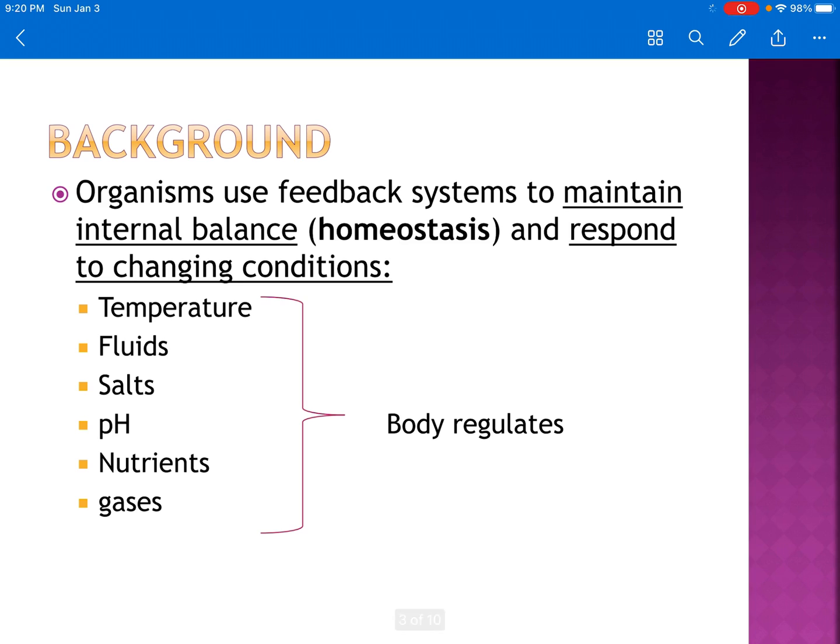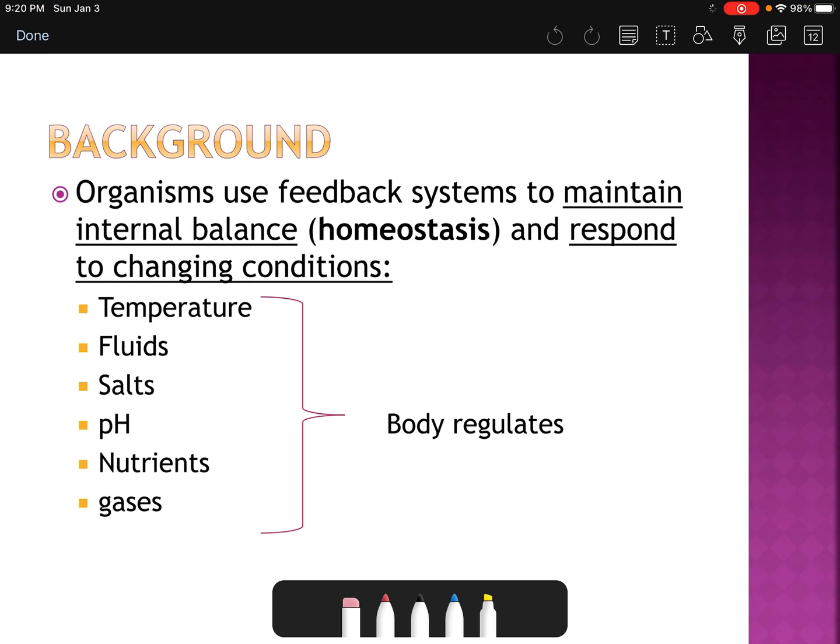So organisms use feedback loops to maintain internal balance. That's really what we mean by homeostasis. Okay, so homeostasis is maintaining that internal balance, and it's in response to any changes in both internal and external conditions. So anytime your body tries to respond to any changes, that's its attempt to try to maintain that balance or that homeostasis.